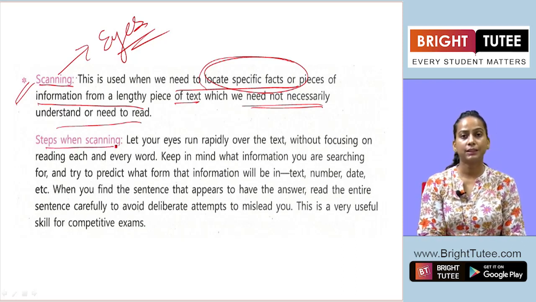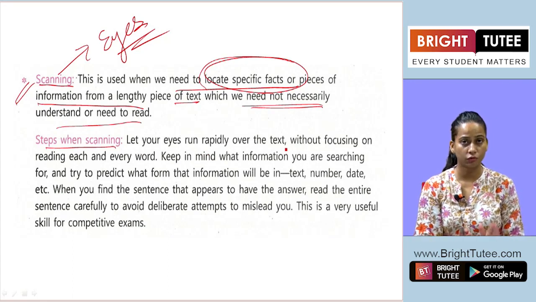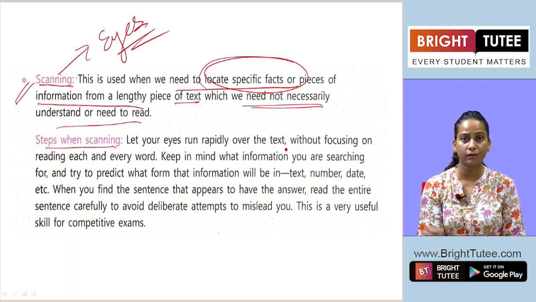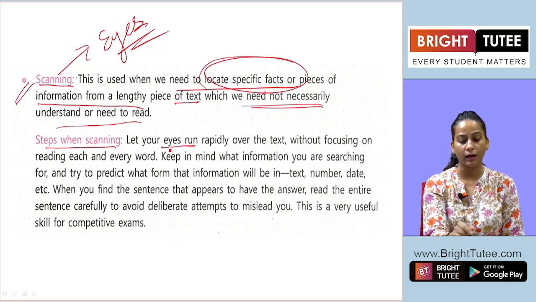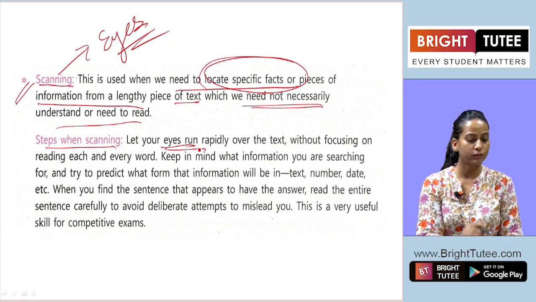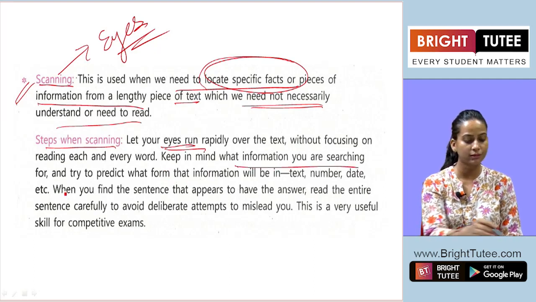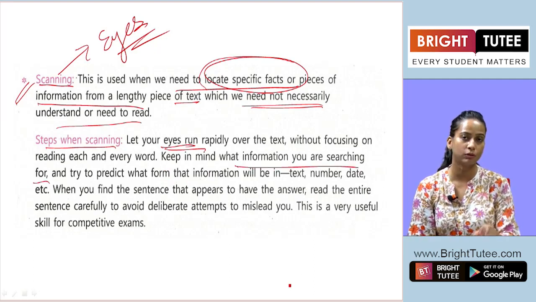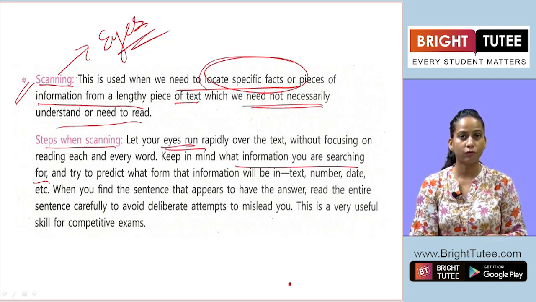Here are the steps for scanning. Let your eyes run rapidly over the text. So instead of using your finger to trace the text given there, you have to use your eyes. You have to run your eyes rapidly or quickly without focusing on reading each and every word. Keep in mind what information you are searching for. So keep your focus on the particular thing you are looking for, you are searching for.